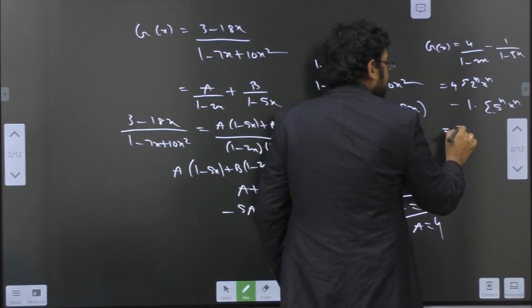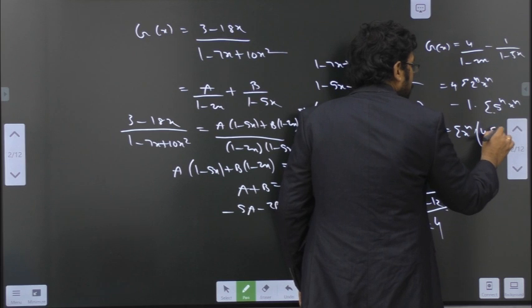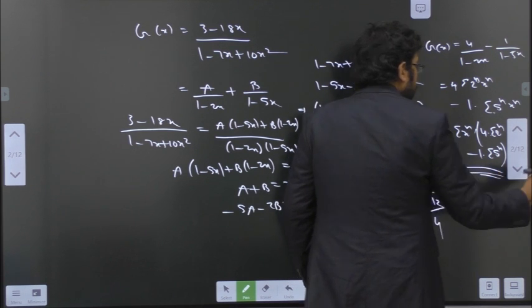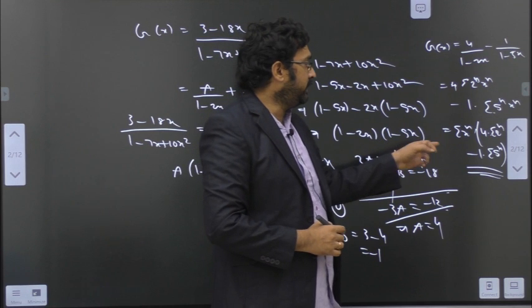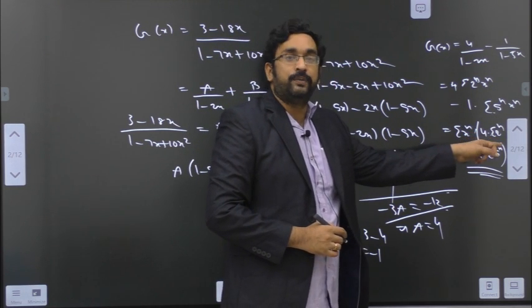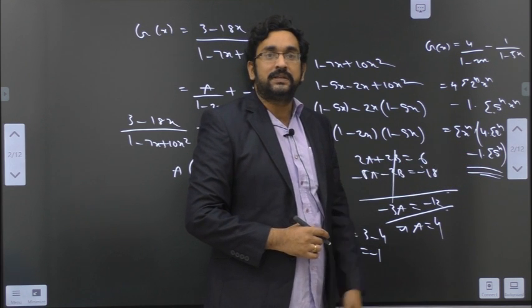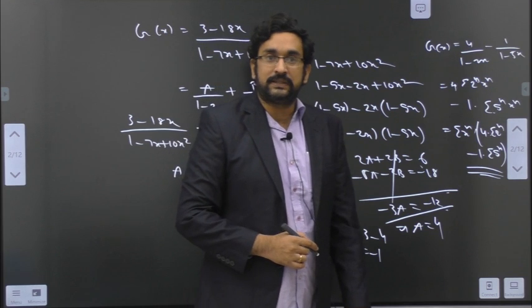So take sigma x power n as common, we will get 4 into sigma 2 power n minus 1 into sigma 5 power n. So that is the solution for the given problem. So a_n will be 4 into 2 power n minus 1 into 5 power n. So that is the solution for the given problem. Now we will go with the next problem.